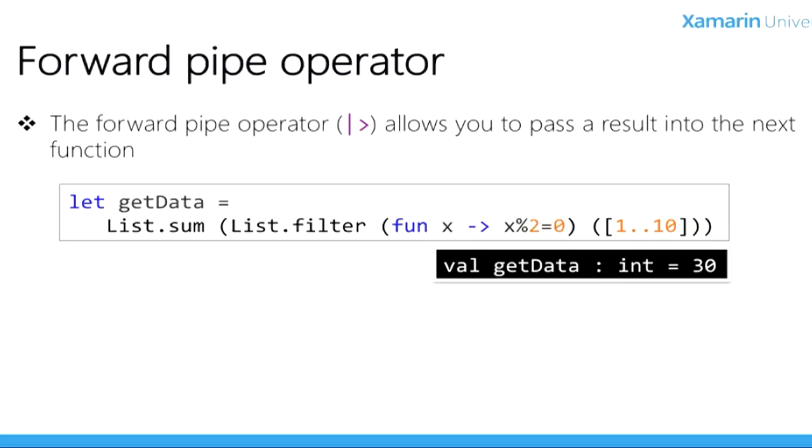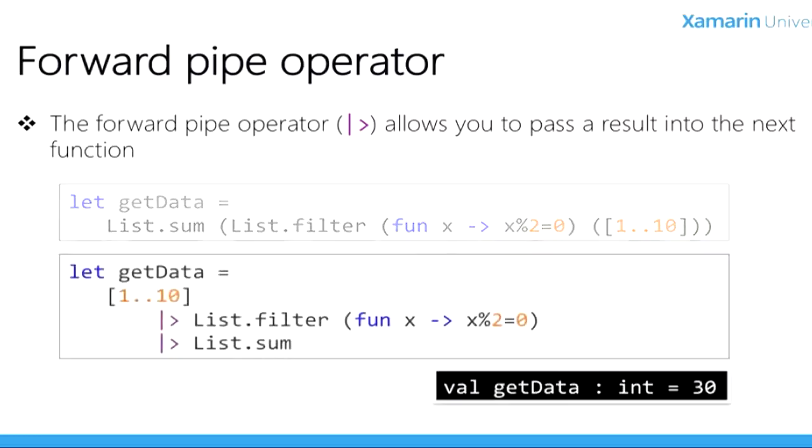In some ways, there's nothing special about pipelining. For example, examine the code presented here, where we call List.sum on a filtered list of values from 1 to 10. And you'll notice that we have to surround parameters in parentheses to ensure that they're evaluated properly and passed in. And this results in the value 30, as you can see. Instead of passing parameters, you can use the forward pipe to write the expression more naturally so the evaluation order is more obvious. And there are 2 primary benefits to this approach.